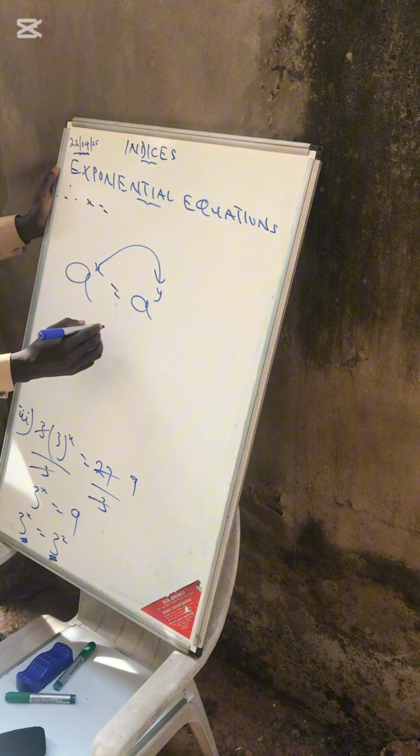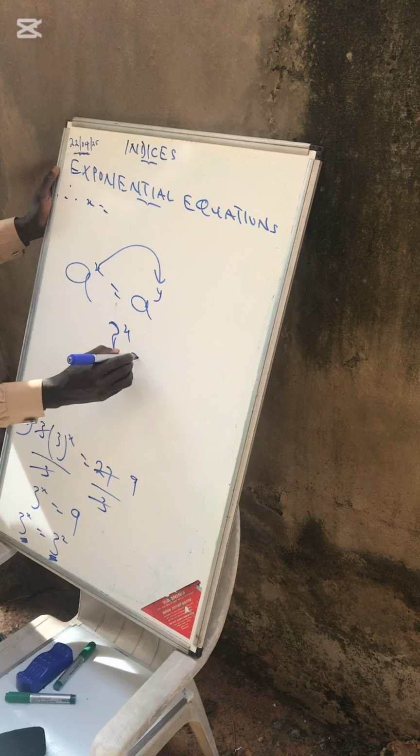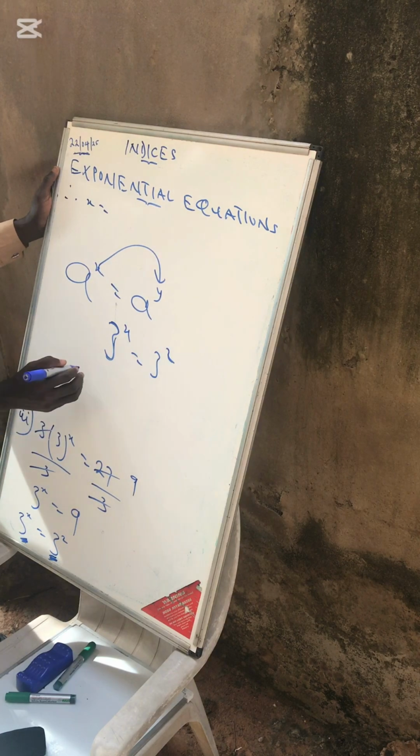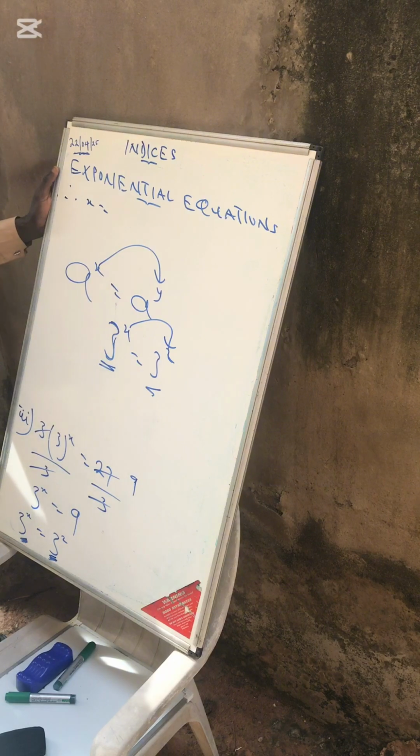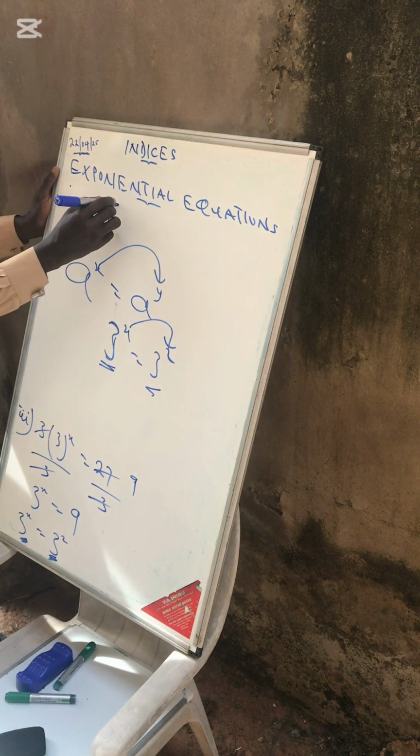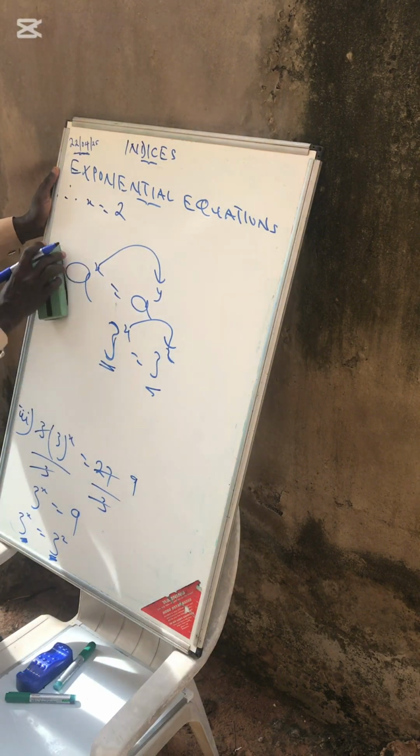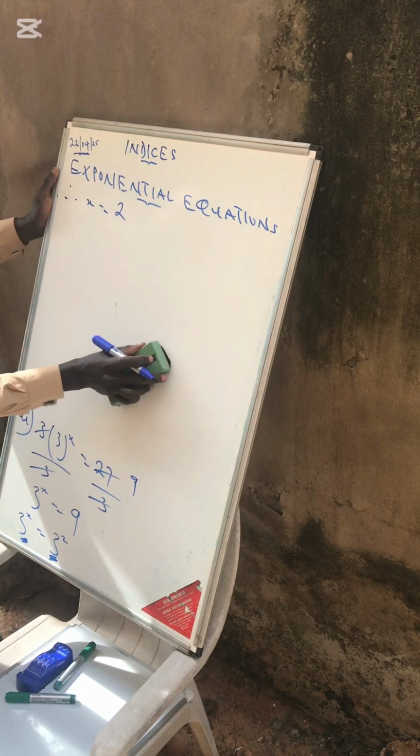3 raised to power x equals 3 raised to power 2. The bases are the same, 3, 3. So the powers are equal. So x equals what? 2. Do you understand? Are you sure? Because additional example.